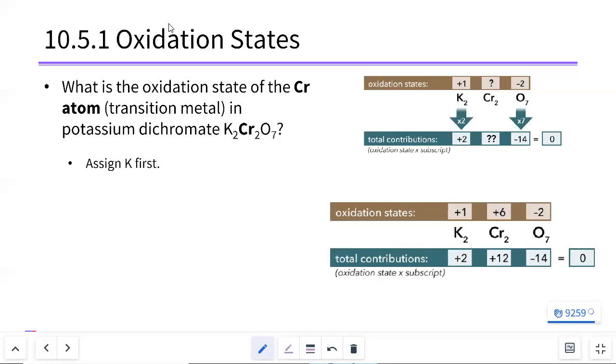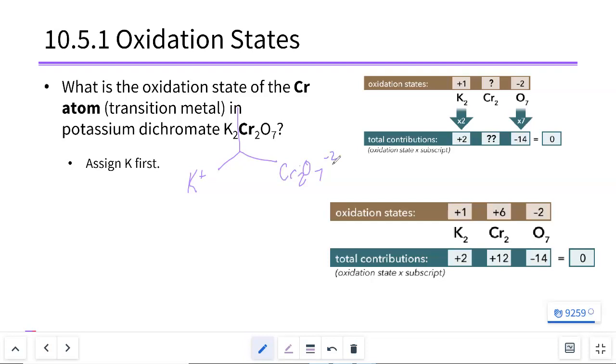Here's a trick that wasn't on the guideline sheet, but is still really useful. When I'm dealing with ionic compounds, and I know this is an ionic compound because I've got metallic and non-metallic stuff together, I want to split that compound into its 2 ions, into the positive ions and the negative ions. So when I split this apart, I'm going to have potassium ion and dichromate ion.